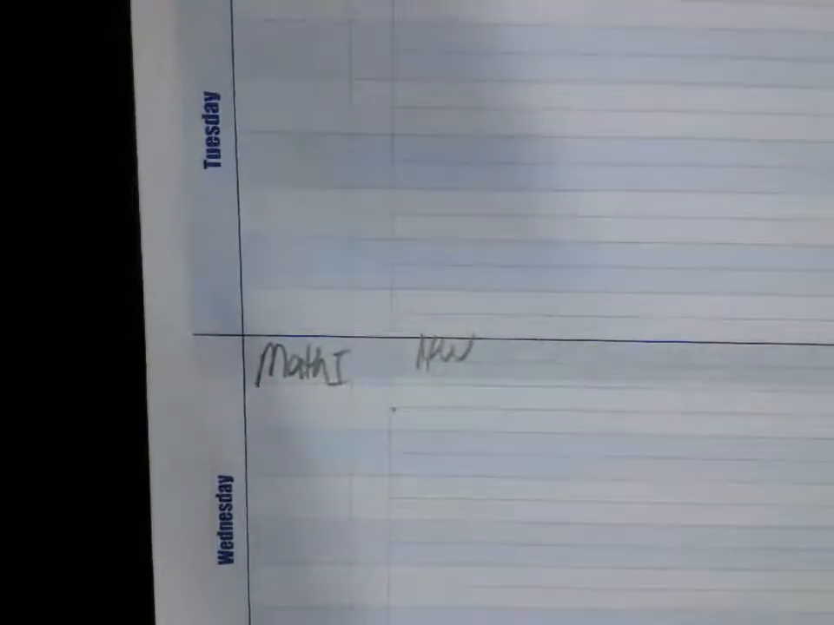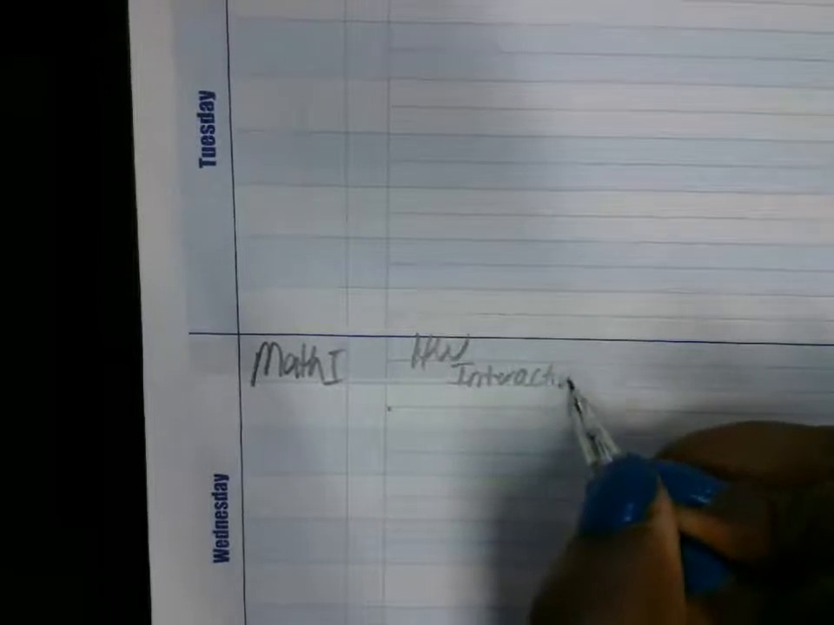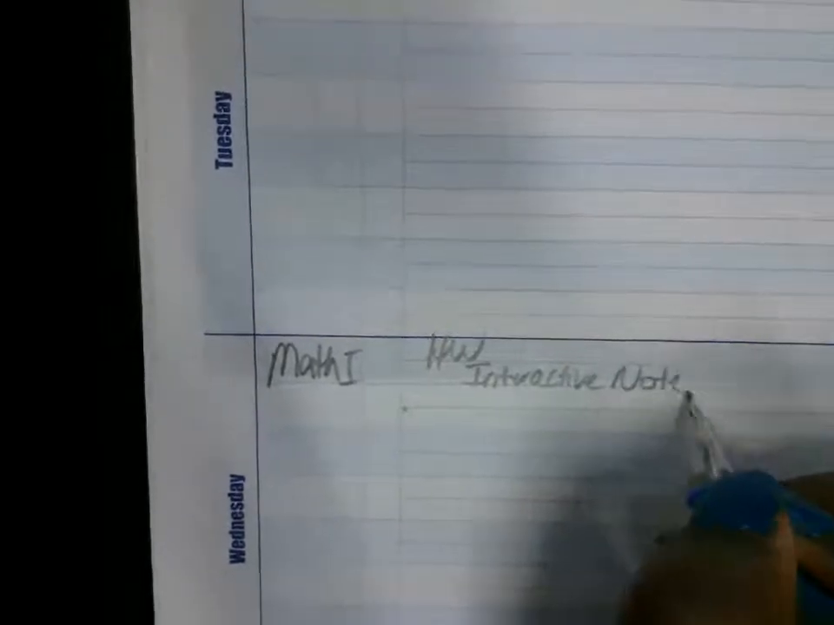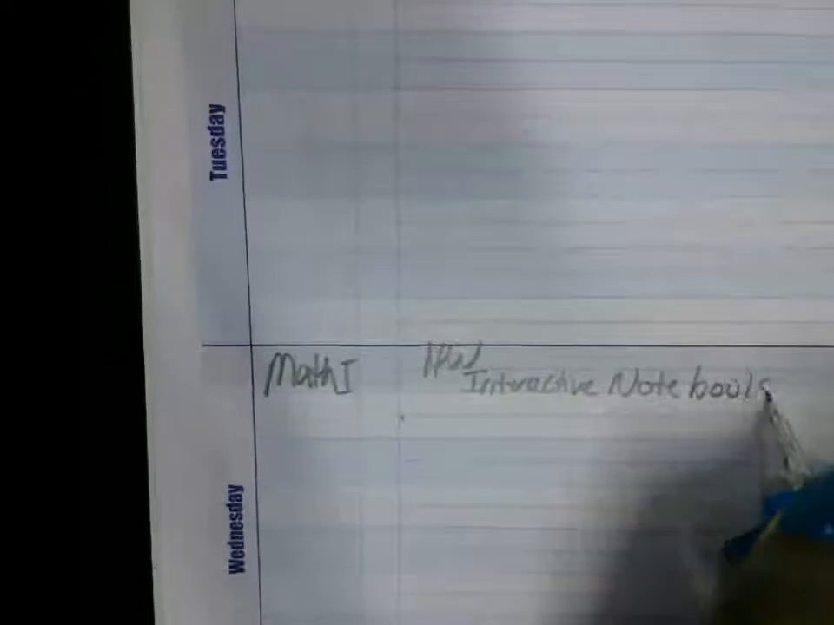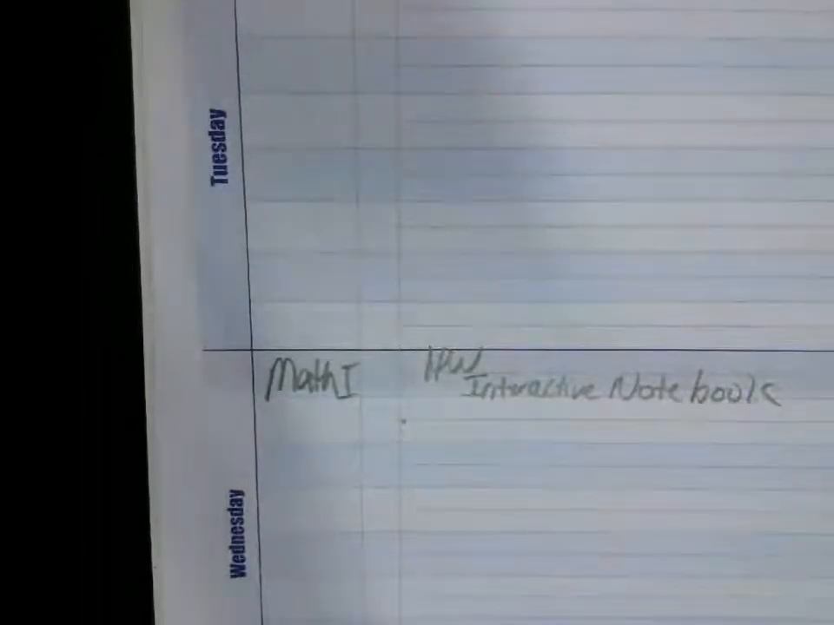Math 1. We have our homework. I'm going over the homework in class, so I don't need to make a homework video. You do need to make sure that you work on your interactive notebook if there's pages that are missing. So look over your interactive notebook. Okay, thank you. I'll pause for the call.